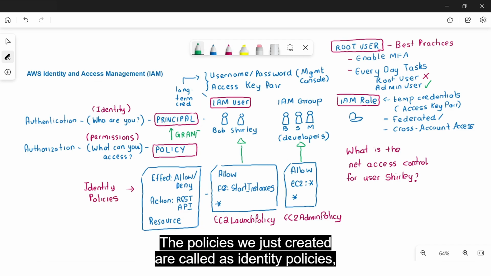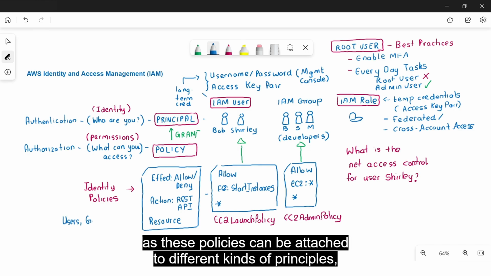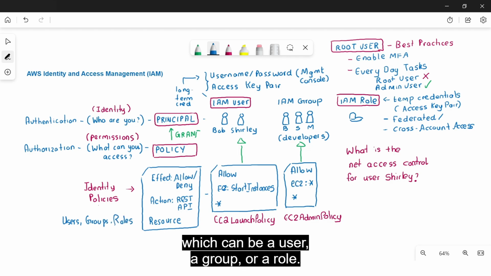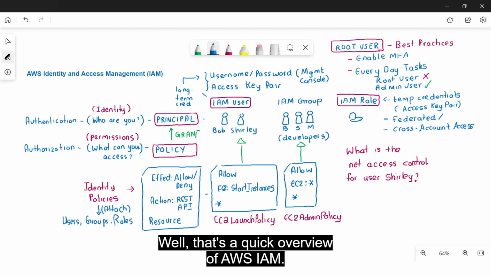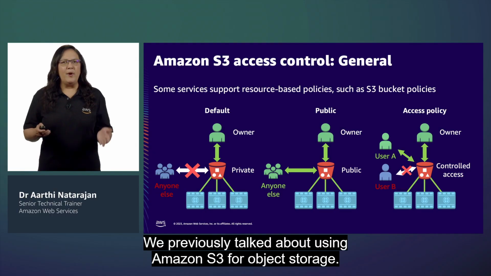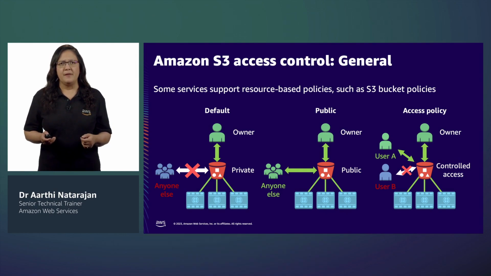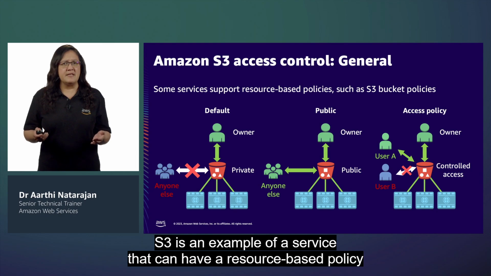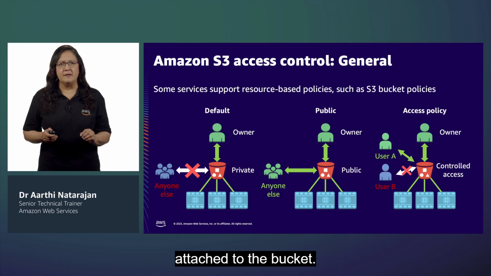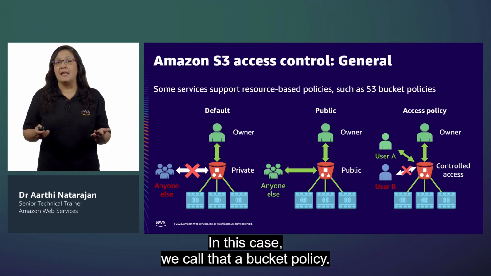The policies we just created are called identity policies, as these policies can be attached to different kinds of principals, which can be a user, a group, or a role. Well, that's a quick overview of AWS IAM. We previously talked about using Amazon S3 for object storage. S3 is an example of a service that can have a resource-based policy attached to the bucket. In this case, we call that a bucket policy.